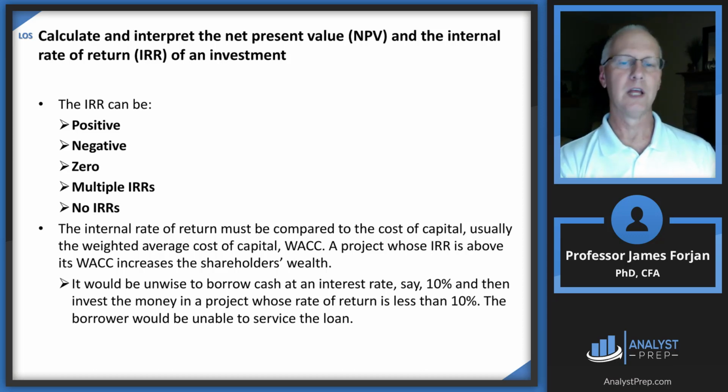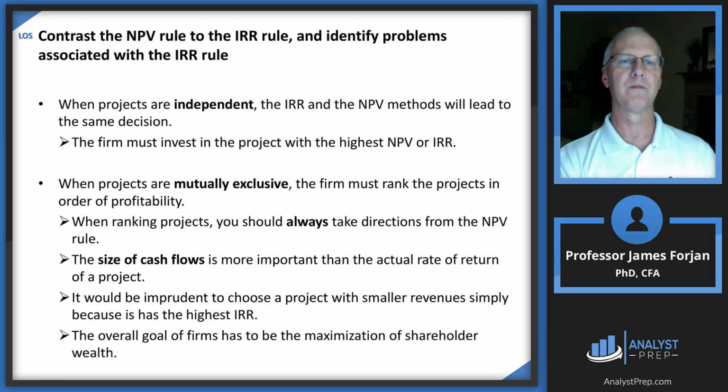For example, it would be unwise to borrow at 10% and then invest the money at 8%. That's what an IRR less than the weighted average cost of capital means. All right, that was a long first LOS. Let's get to the second one.